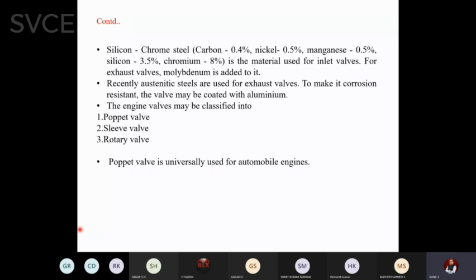See, I am again telling you, at the end of the module you have to make a list of materials: for each part of the engine, what material. Because sometimes you can see for 10 to 12 marks, they'll ask you the materials of different parts of the engine. So the engine valves may be classified into poppet valve, sleeve valve, and rotary valve. Three types are there.